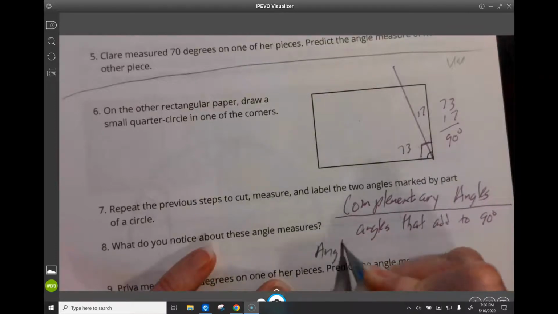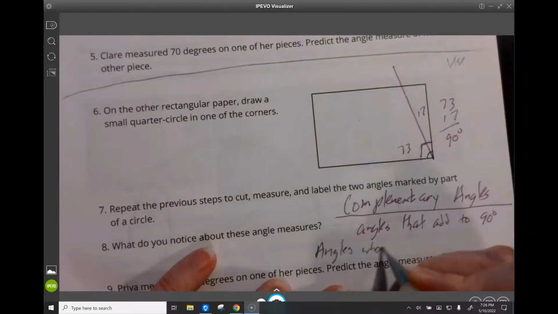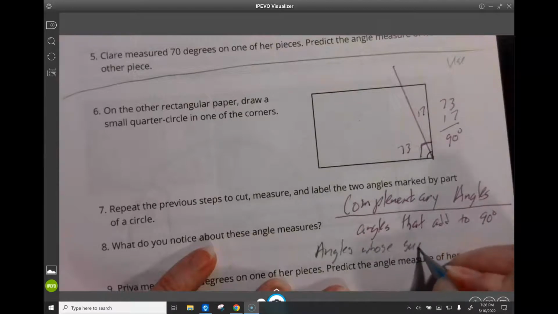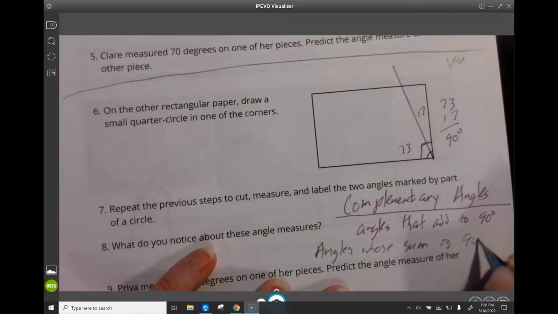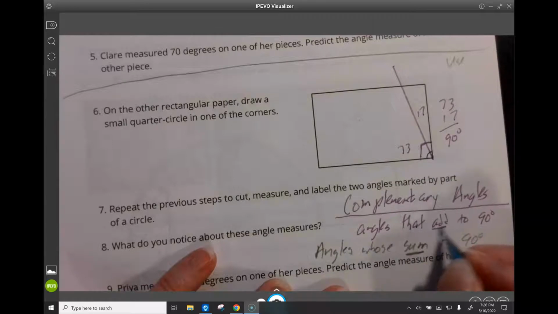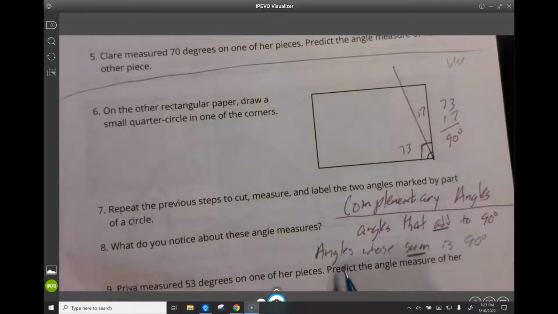Angles whose sum is 90 degrees. Sum and add. Those are connected. So this is the fancier way they're going to say it in a math book. Okay.